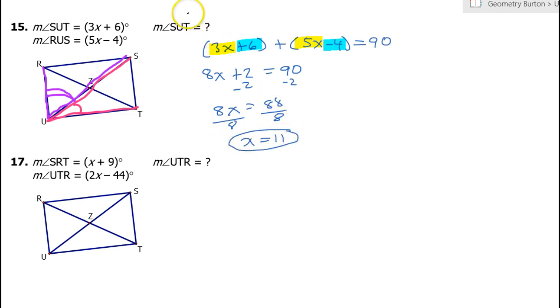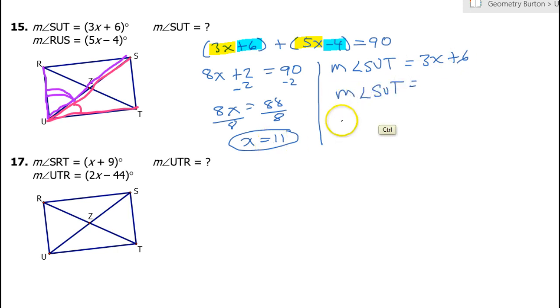But now I'm supposed to find angle SUT. Angle SUT is the red angle, and we have an expression for that. Right from the beginning, we were told that the measure of angle SUT is 3x plus 6. Now that I know x is 11, it's going to be 3 times 11 plus 6. That's 33 plus 6, so that's going to be 39.